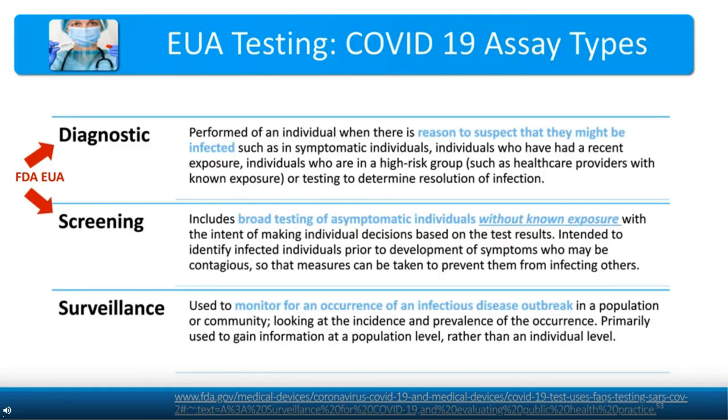Now, diagnostic testing and screening testing do need to have FDA emergency use authorization or FDA approval. Surveillance testing, when you're doing community testing out in the community, is not under the FDA purview, and that does not need an EUA. But remember, with surveillance testing, you're not testing individuals, and you're not reporting results back to a healthcare provider so that individual decisions can be made. That is only happening with diagnostic and screening testing.